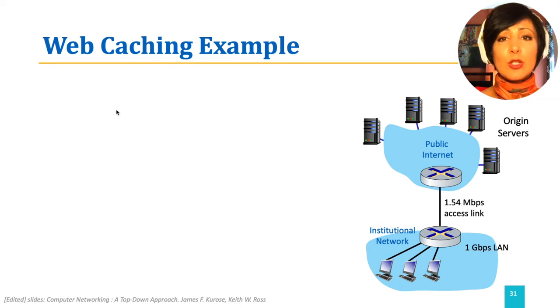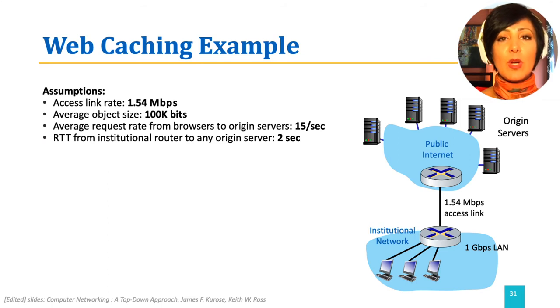Assume we have an institutional network with LAN capacity of 1 gigabit per second locally. The edge router of this network is connected to the public internet with one access link with capacity of 1.54 megabit per second. The average request rate from browsers of the users in this network to origin web servers is 15 requests per second, with average object size of 100 kilobits. Round-trip time from the institutional router to any origin server is 2 seconds.